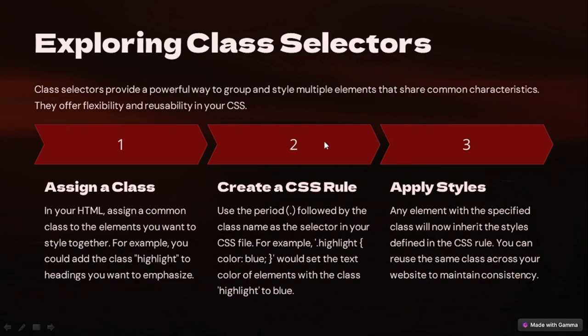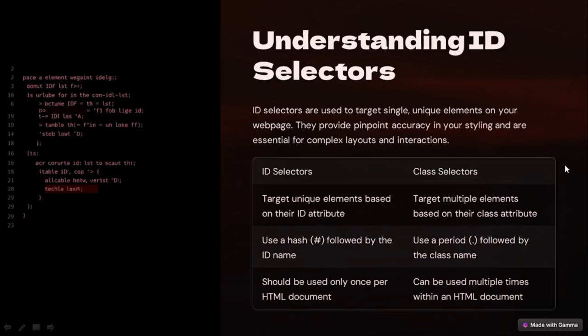So CSS selectors provide a powerful way to group and manipulate elements that share common characteristics. They offer flexibility and reusability in your CSS, of which first of all you assign a class, create a class rule, and then apply your styles. Now, understanding the ID is the same as the class, like we already discussed.